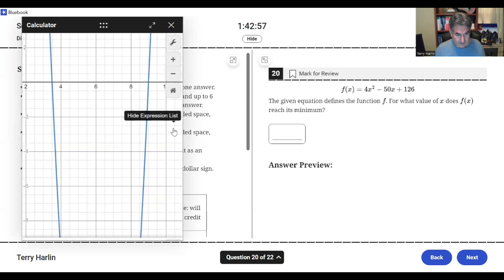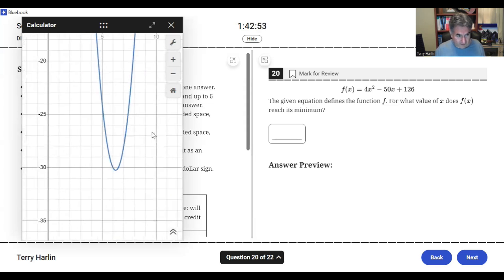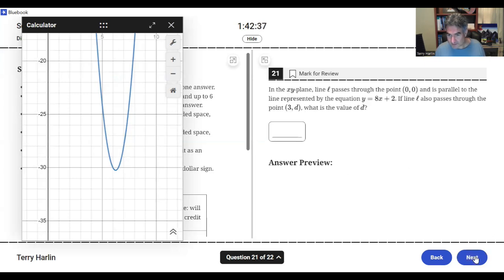So I can look here. Where is my minimum? Okay, I can click on here and it tells me my minimum. I'm looking for the value of x. The value of x here is 6.25. It's 6.25. There's my answer. Boom. Magic. Okay. Awesome stuff.